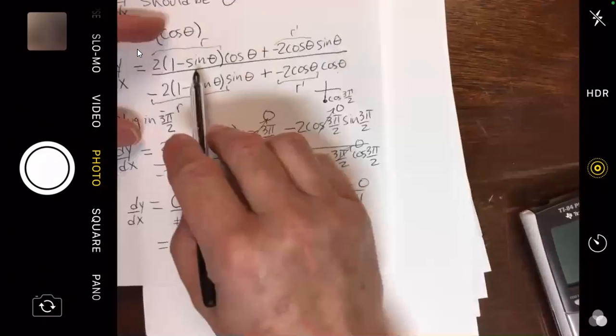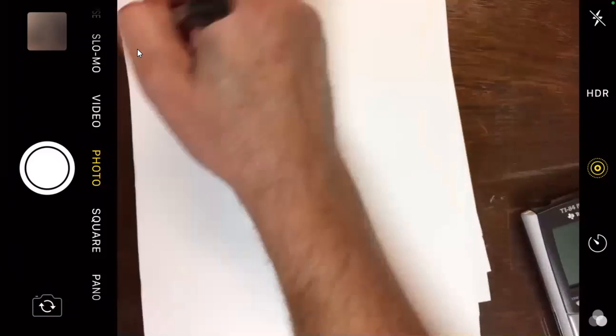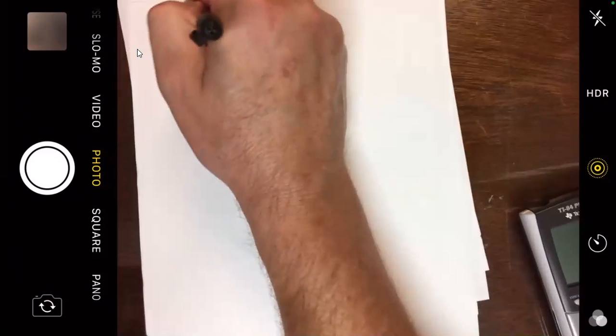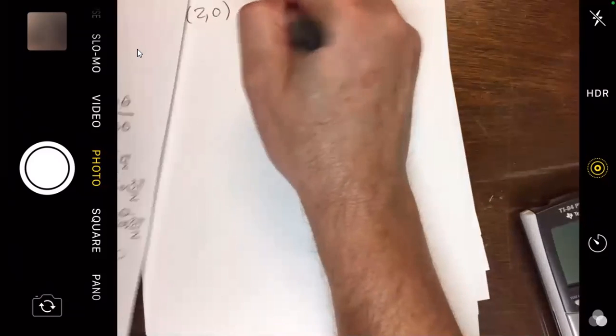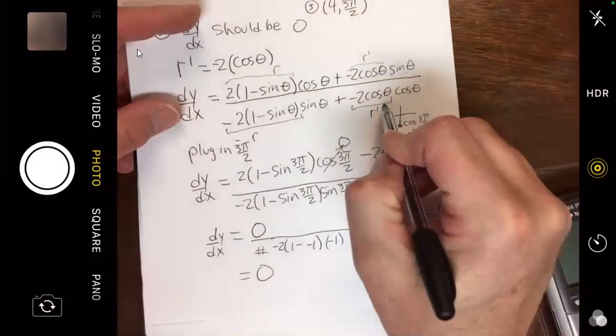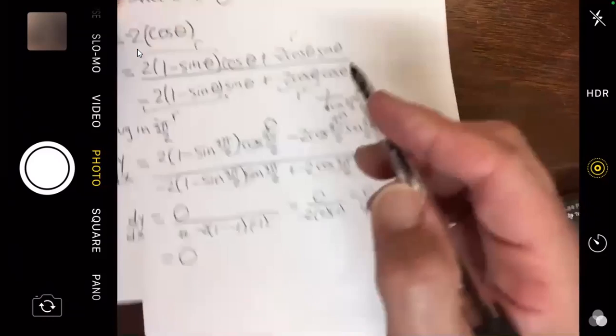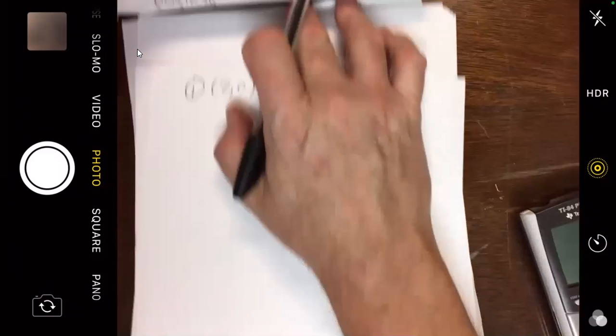I don't really have to rewrite the formula. The formula is right here. I'm just going to plug in for problem 1. I'm going to call it point 1, which was 2 and 0. Plug in theta equals 0 into this. Kind of horrible and long, but it's not that hard, if I can keep that in the picture.